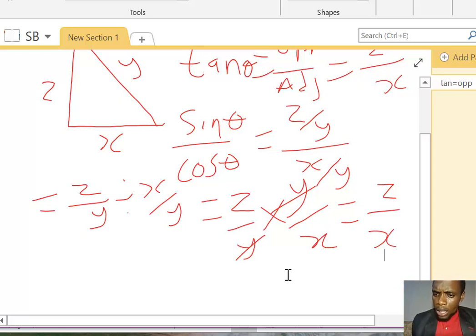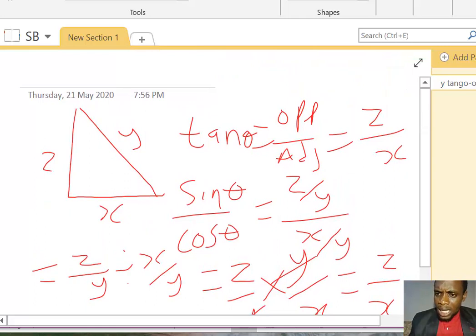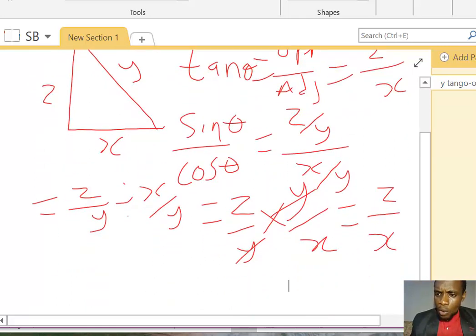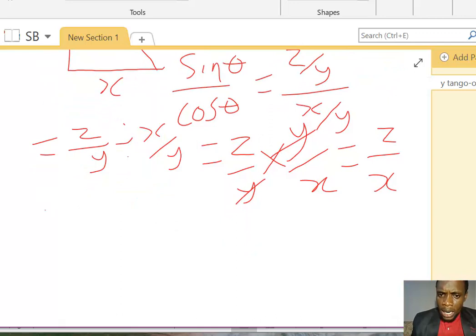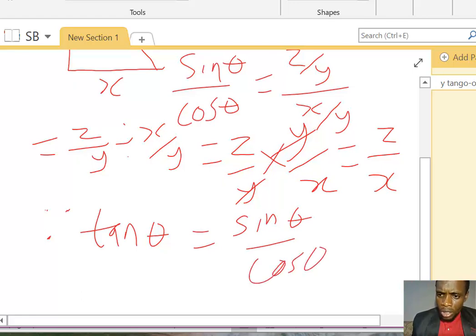And this one gives us Z over X. And if you recall from the one we solved up here, we have tan theta to be Z over X. Here, sin theta over cos theta, the result also gives us Z over X. So therefore, we can now agree that tan theta is equals to sin theta all over cos theta. Please note that.